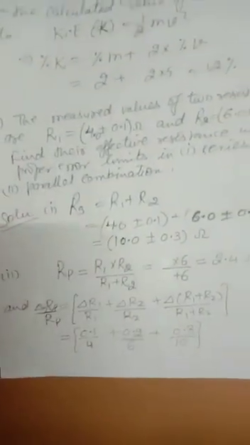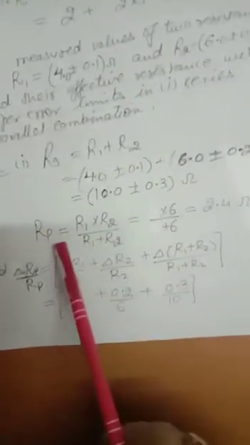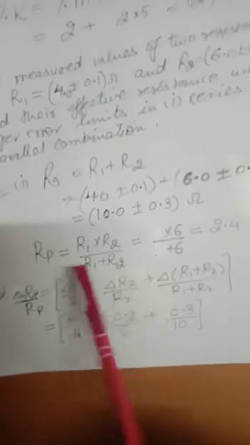Now for parallel, we know that for the parallel combination the formula is given by 1 upon R is 1 upon R1 plus 1 upon R2. If we take the LCM and solve it, then we get R parallel will be R1 into R2 upon R1 plus R2. So we calculate the value of effective resistance in parallel first. After solving we get 2.4 ohm.